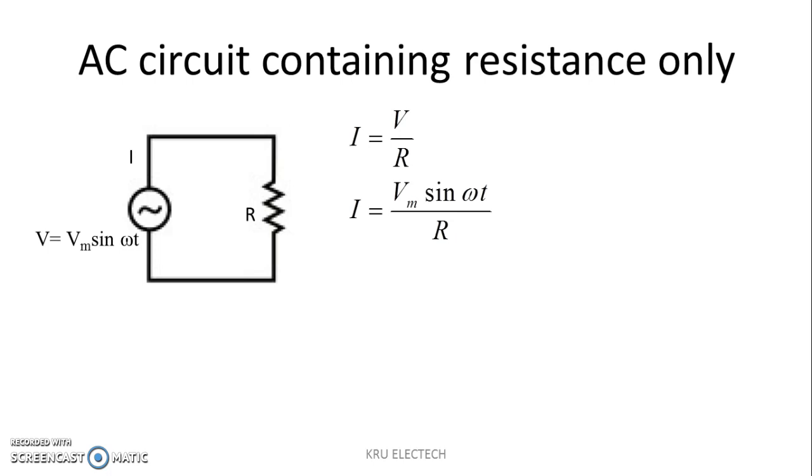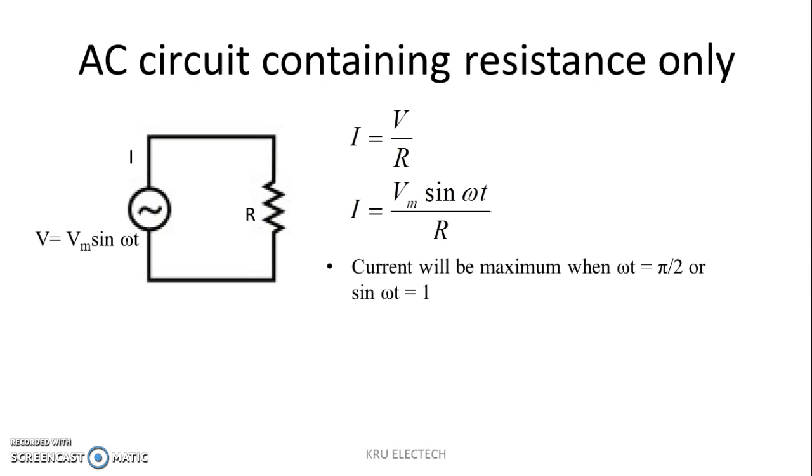Now instead of V we can put the value V equals Vm sin omega t. In this equation only the sin omega t is variable, and Vm by R is the constant. So if you want to find the maximum value of current, the current will be maximum when omega t equals pi by 2.